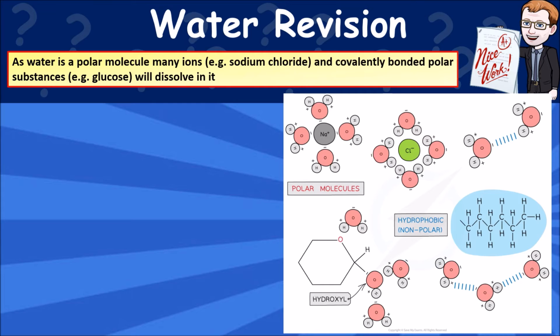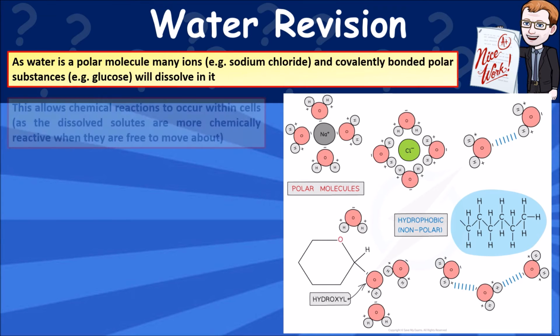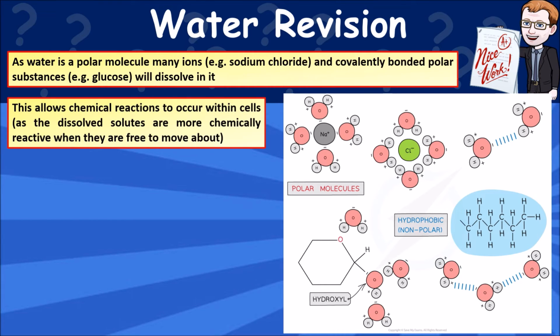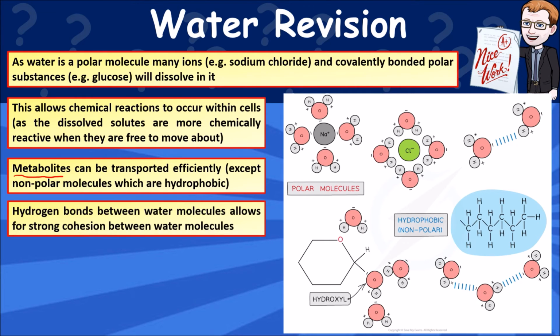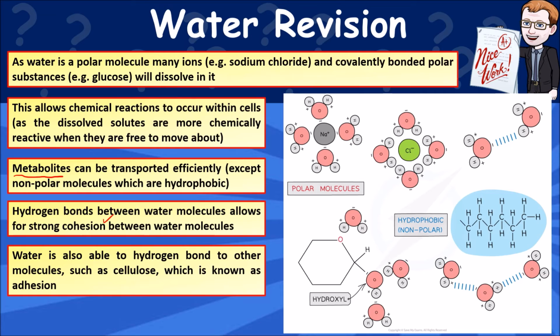Water, like we've said, is a polar molecule, so things like ions will dissolve in it. This allows chemical reactions to happen within cells. Things like metabolites can be transported quite efficiently by water. The hydrogen bonds between the water molecules allow strong cohesion, which means that they'll stick together quite well. Water is also able to form hydrogen bonds to other molecules, so things like cellulose. We think about the cellulose that we find in xylem in plants.